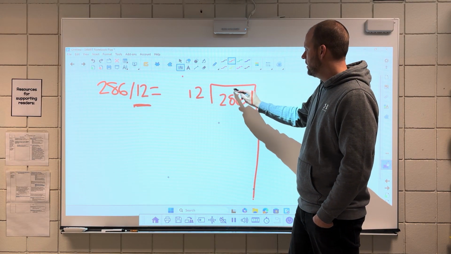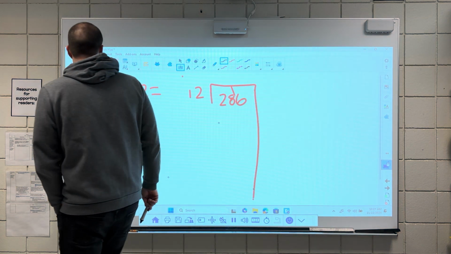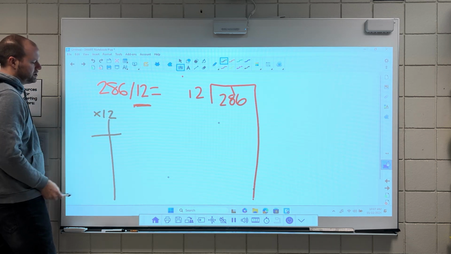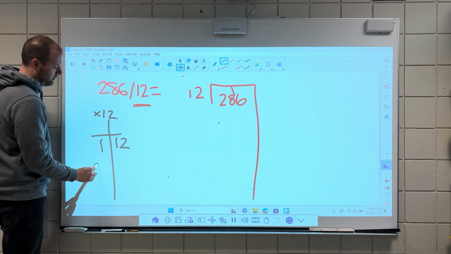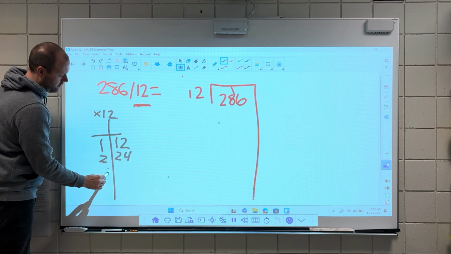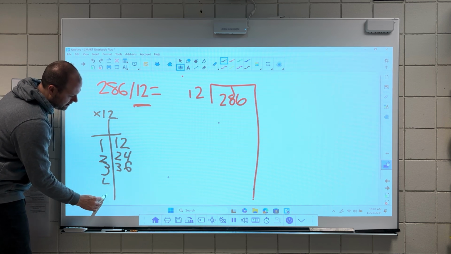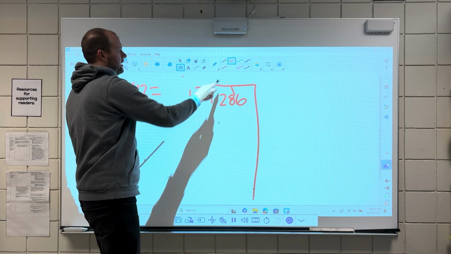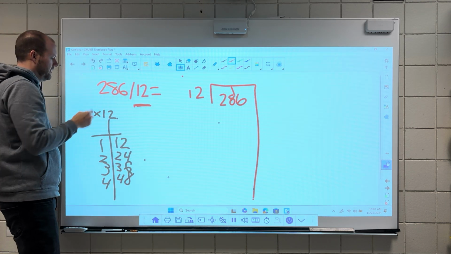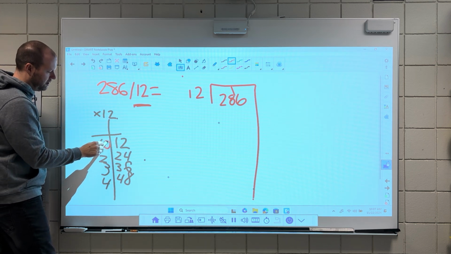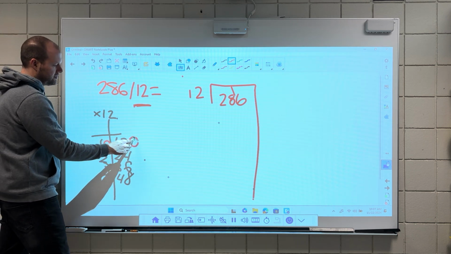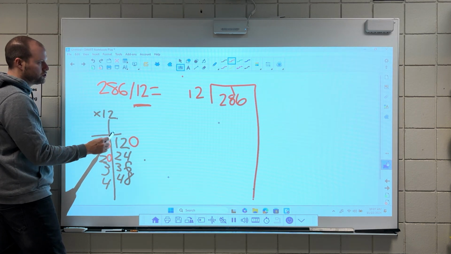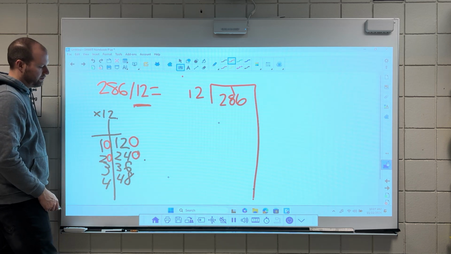My divisor, 286. One strategy that I've taught students in the past is to use a little T-chart. So this is my times 12s T-chart. So 1 times 12 is 12, 2 times 12 is 24, 3 times 12 is 36, 4 times 12 is 48. And then if I need to multiply, I could make it so that a group of 10 would be 120. And maybe I'll start, looks like I could do 20 times 12 would give me 240.